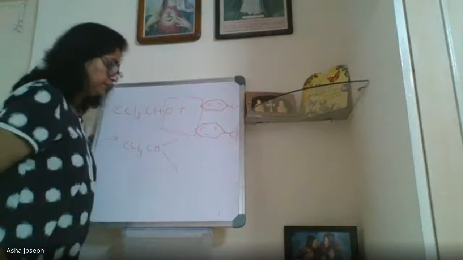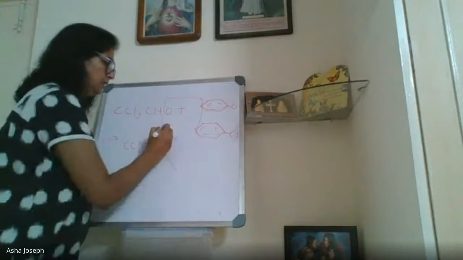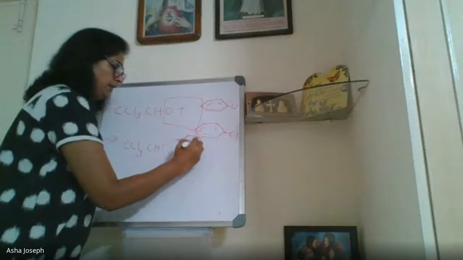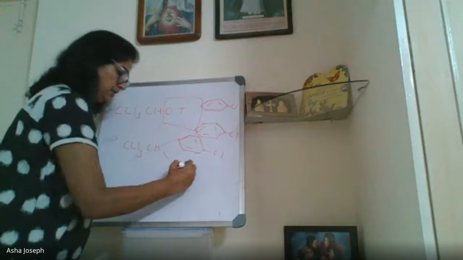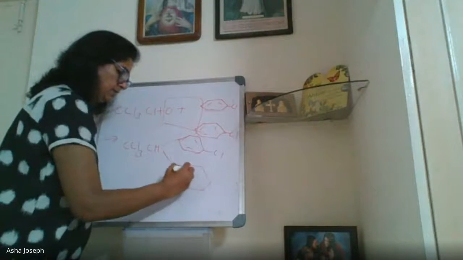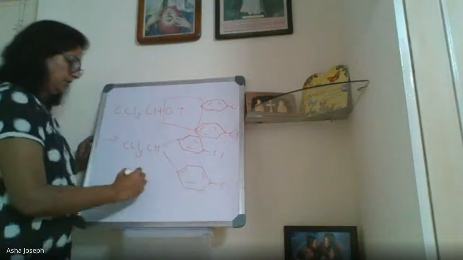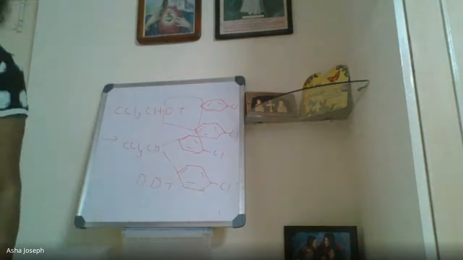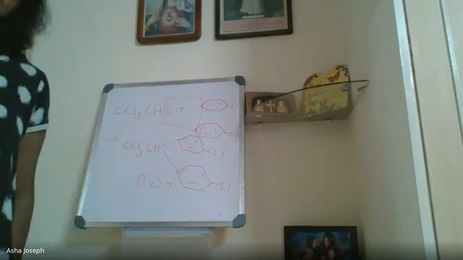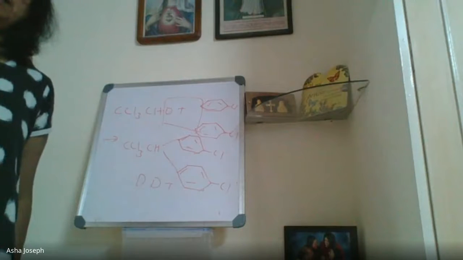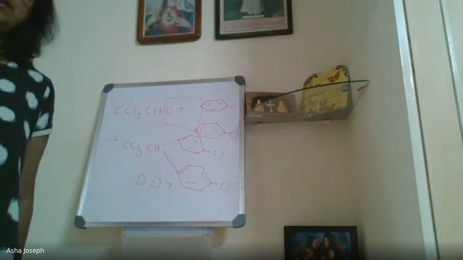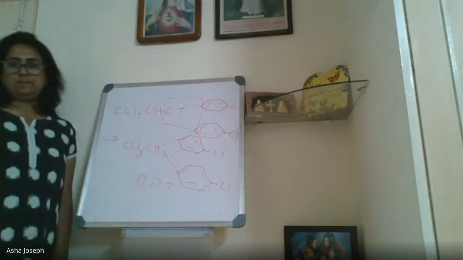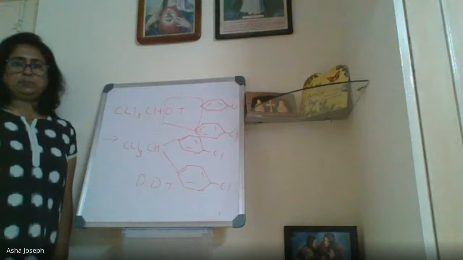Water is eliminated with the first ring, chlorine, and the second ring, chlorine. So this is DDT. All of you look at it. Have you understood? It is easy if you remember the reactants. It is chloral and chlorobenzene. Now this is the structure. Any doubt?